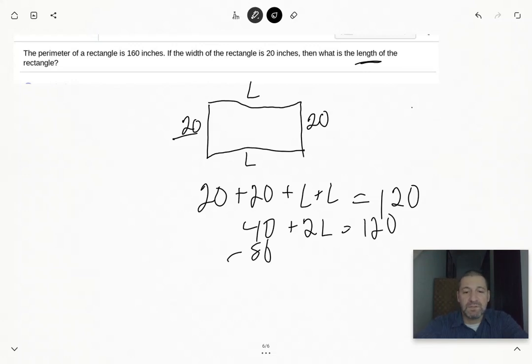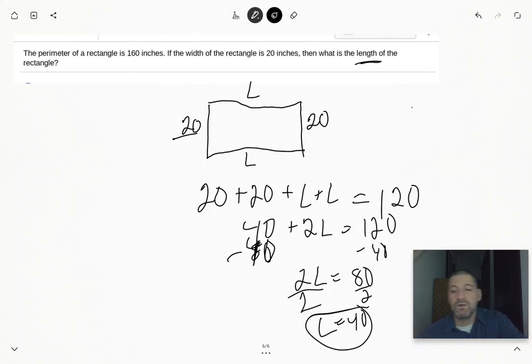Subtract 40 here. And that gives us 2L is equal to 120. Divide by 2, divide by 2. L is equal to 60. Okay. So just to plug that in up here, 60. Once I add all those sides up, 20 plus 20 plus 60 plus 60, it does give us 160 here. Okay. So that's a brief introduction to perimeter and area.